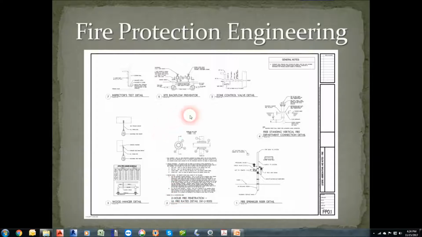Fire protection engineering will be the last type of engineering that I talk about, and I'll go through that pretty quickly for you. Basically, fire protection engineers, their sole job is to keep people safe by providing systems like sprinkler systems and fire alarm devices to let people know when there's an emergency and they have to get out of the building quickly.